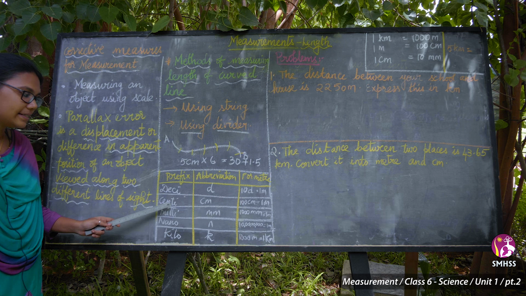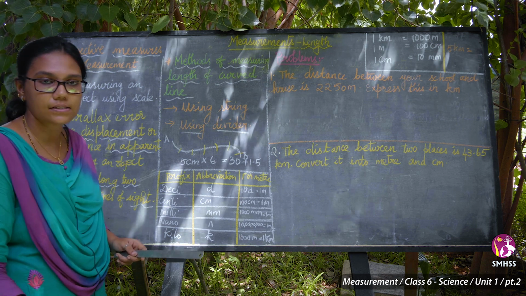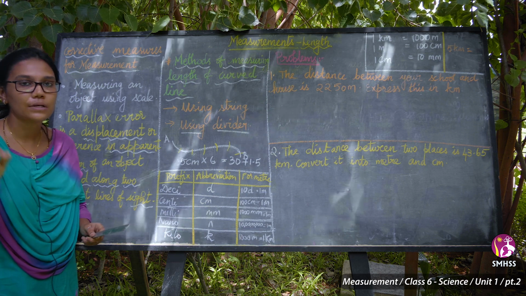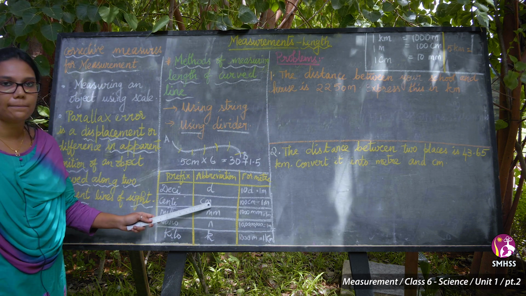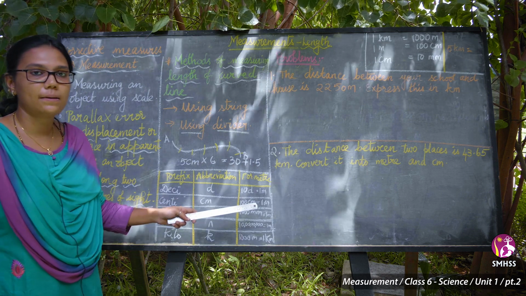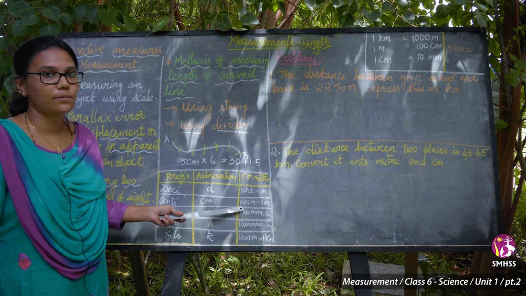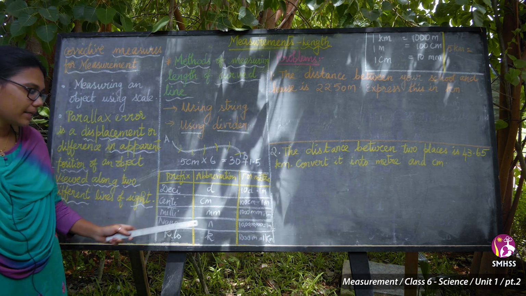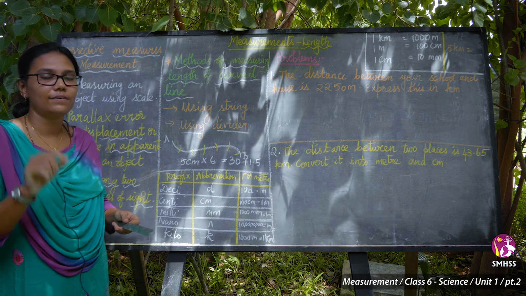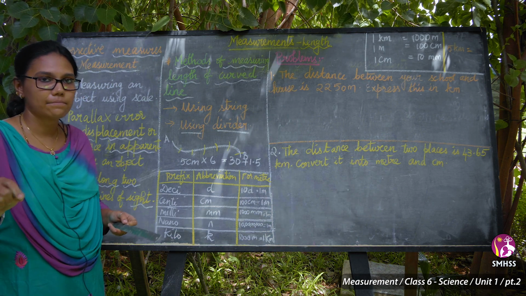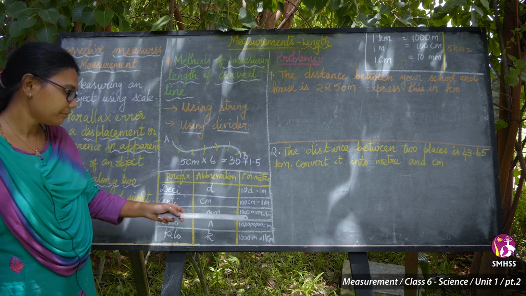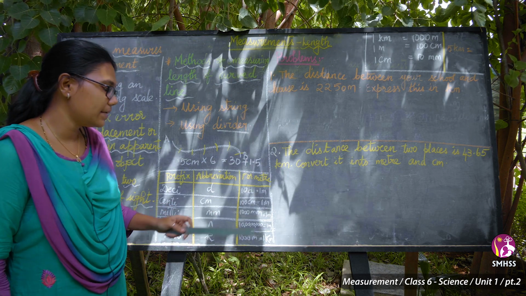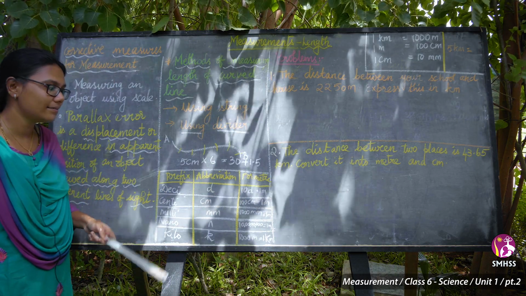Then prefix centi. Centi and the centimeter we have in a scale, isn't it? So how do we write the abbreviation for centimeter in short? cm, small c and small m. So how many centimeter is equal to 1 meter? 100 centimeter is equal to 1 meter. Yes. Then we have the millimeter. Millimeter is also on the small scale. We denote it as mm. How many millimeter is equal to 1 meter? Yes, 1000 millimeter is equal to 1 meter.